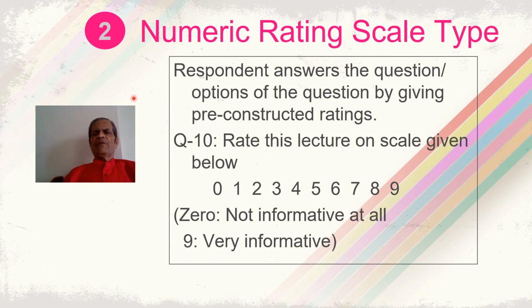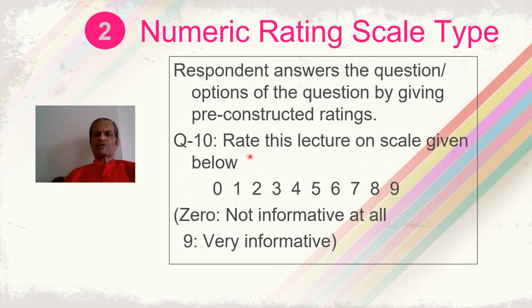Then there is another way of rating, and that rating, which is a response of the respondent to the question, could be in the numeric form or in the form of number. In the previous question that we have discussed, the rating was in the form of text or in the form of label. Herein, when the question is of numeric rating scale type, the rating, which is a response, is in the form of number.